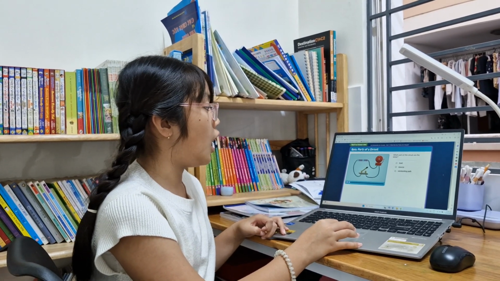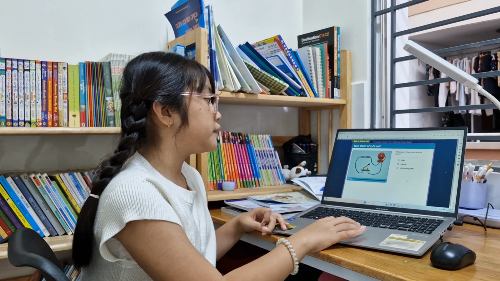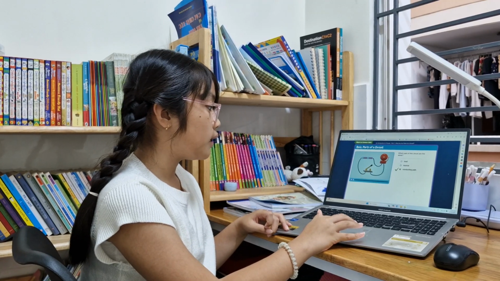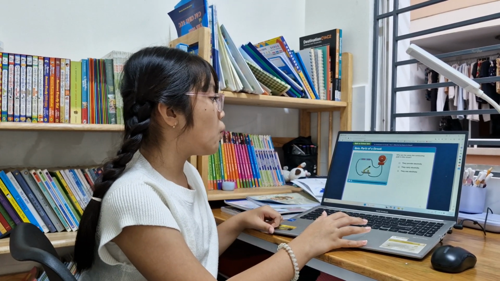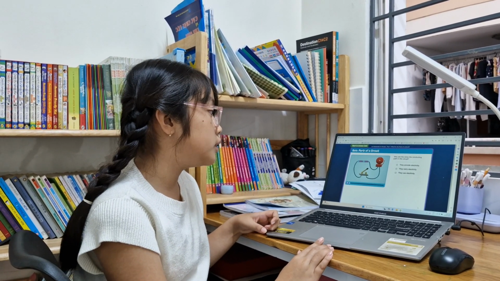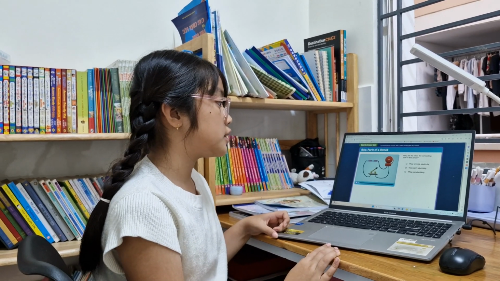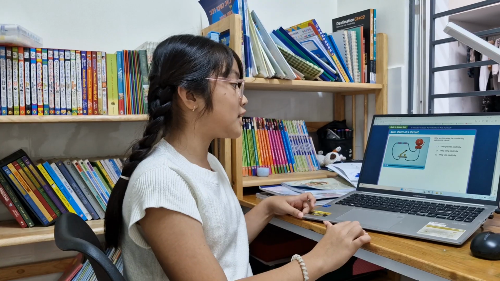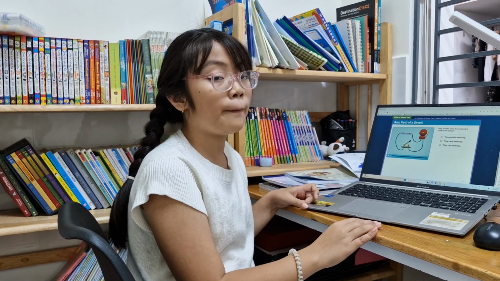Which part of this circuit are wires? They are the conducting path. Why are the wires the conducting path in this circuit? Because they carry the electricity from the battery to the bell.